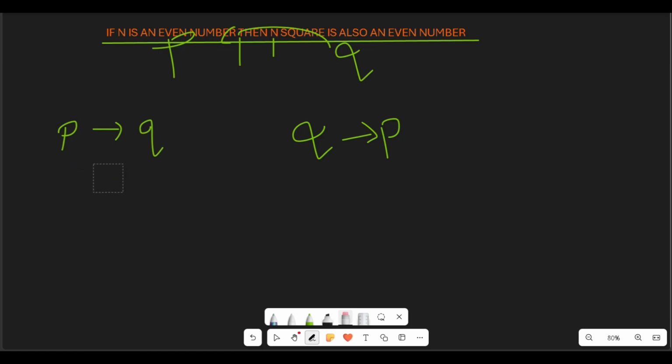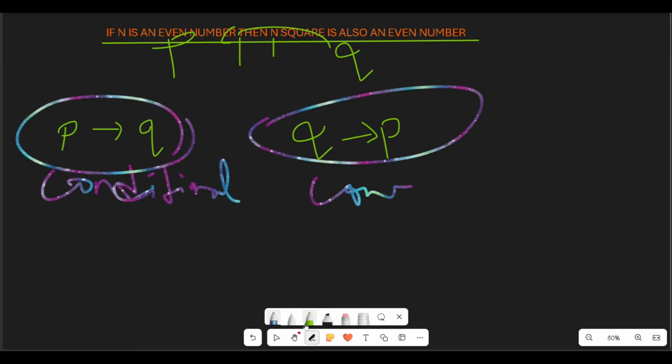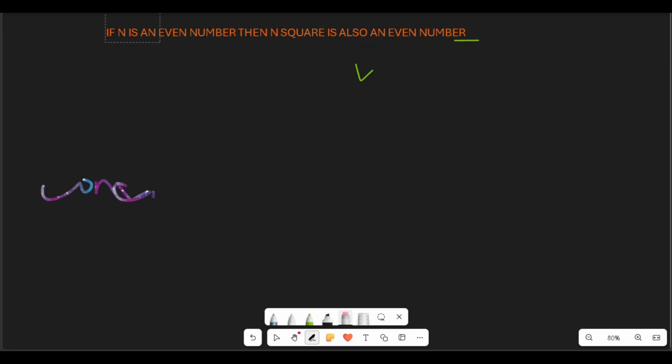Well, because I told you the converse and the conditional are not equal. If you look, this looks like the conditional, this looks like the converse. They are not equal. Okay, let's just prove it.